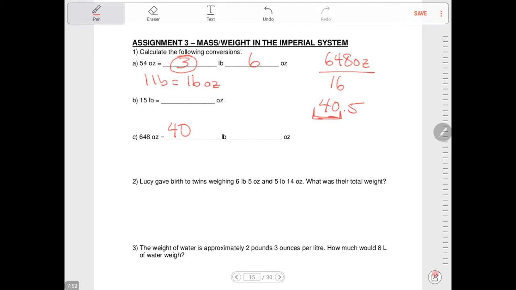Now we need to figure out how many ounces we have left over. So we know that 1 pound is equal to 16 ounces. Well, we have 40 pounds right now. Go 40 times 16 for me. 40 times 16, that is 640 ounces. So if we had 648 to begin with, and 40 pounds is 640 of them, how many do we have left over? It should just be 8.